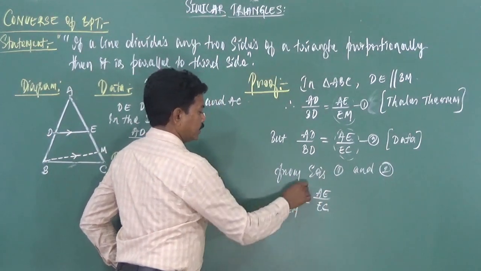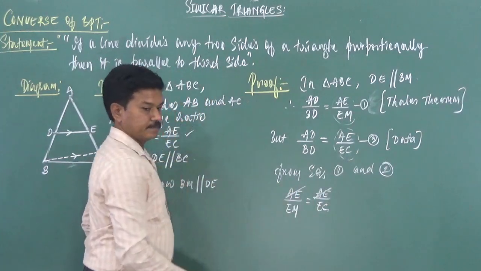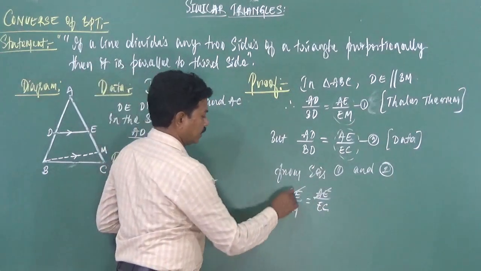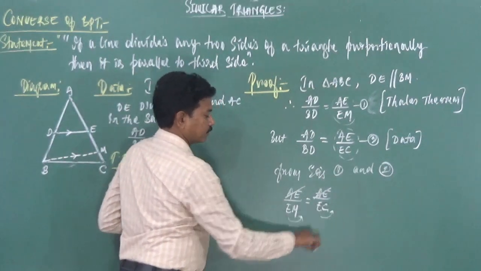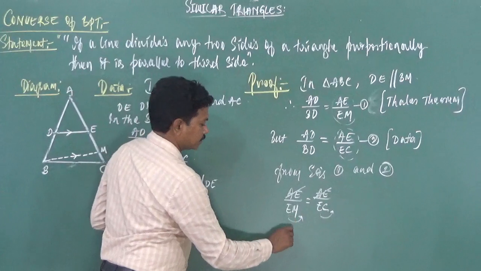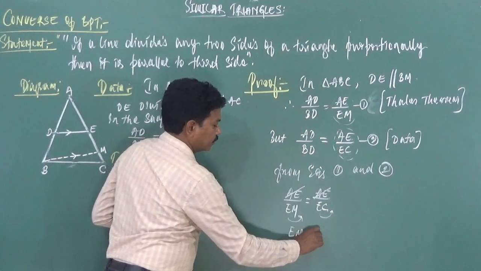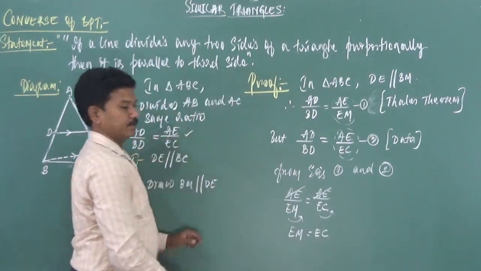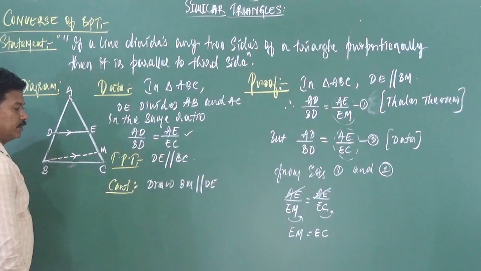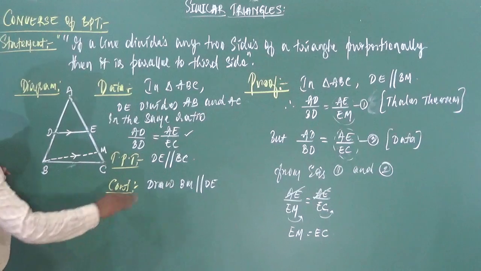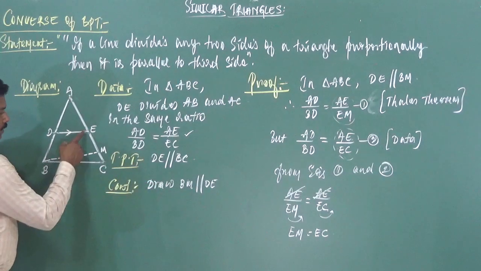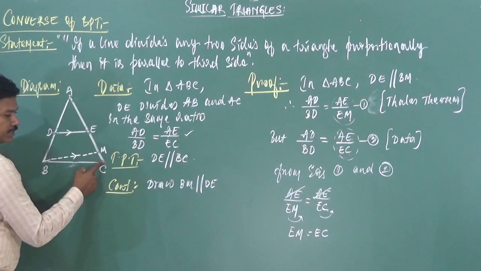Here AE and AE cancel, so we are left with 1 by EM and 1 by EC. Let us take reciprocals, so it becomes EM is equal to EC. We got a result, that is, EM is equal to EC. Now check that result in the diagram.